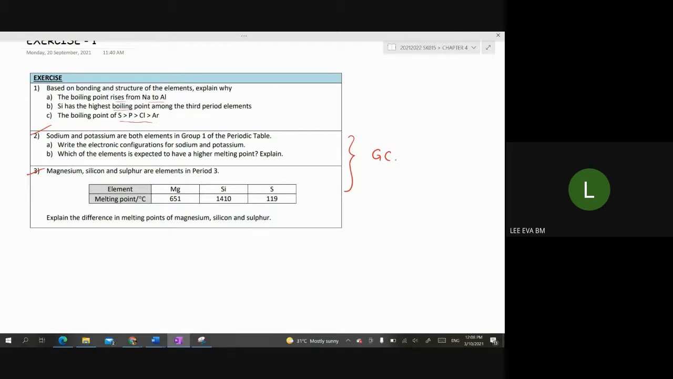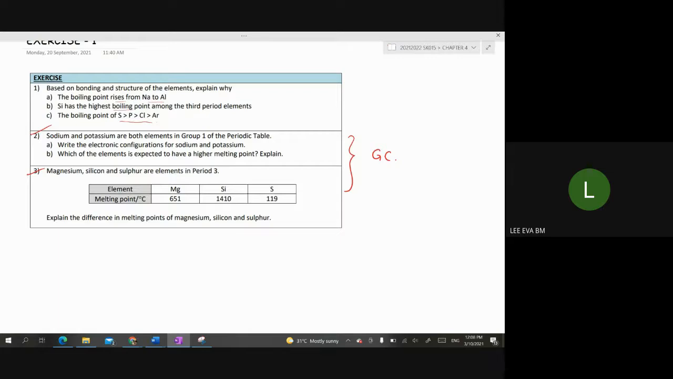Then question number 2: sodium and potassium, both group 1 elements. Write the electronic configuration, and explain which element is expected to have the higher melting point. For question number 2, link it to metallic bond.